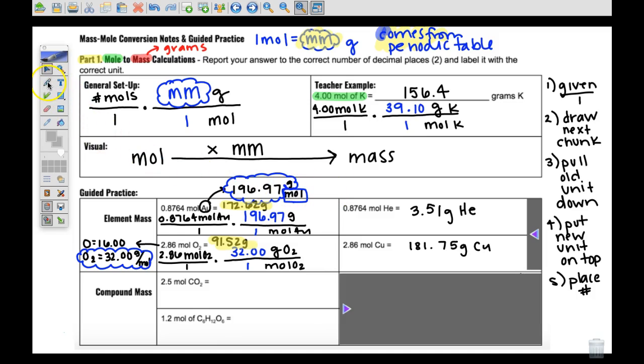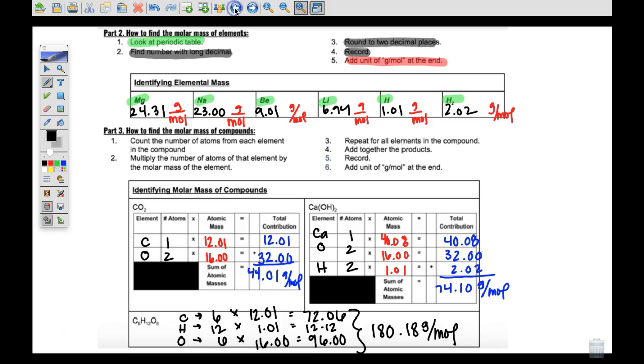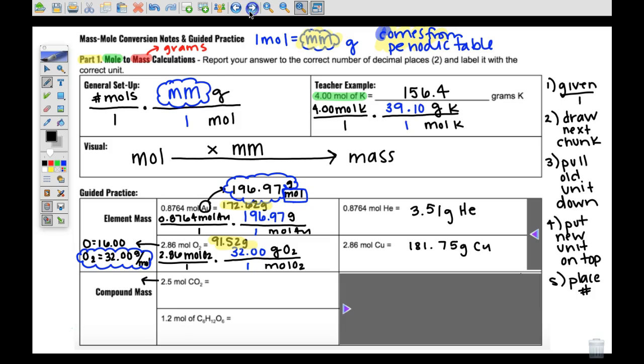Now we're going to move on to compound mass. So, compound mass, you still have to find the molar mass of this compound, CO2. Luckily, we've already done this work. We did it in our last class. So the molar mass of CO2 is 44.01 grams per mole. I'm going to jot that down here so I don't forget.